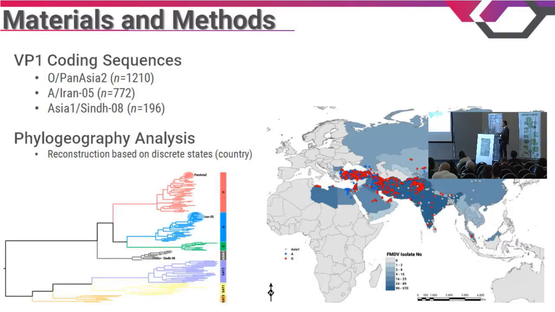I used around 2,000 foot-and-mouth disease sequences coming from the Pan-Asia 2 lineages of serotype O, the Iran 05 lineages of serotype A, and the SIN 08 lineages of serotype Asia 1. These are the geographical locations of all the sequences that were used. You don't see this one because these are old Asia 1 isolates.